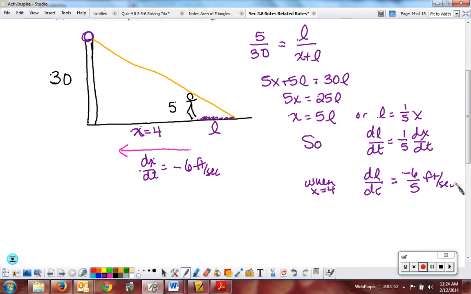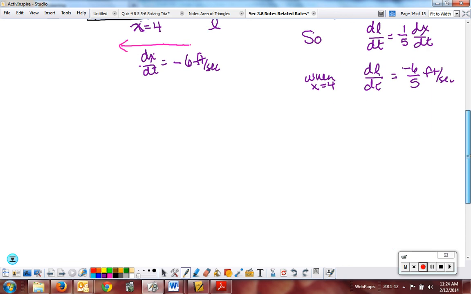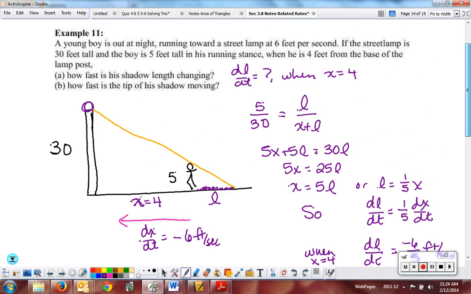We do know that because it did not say he is traveling 6 feet per second when he's 4 feet from the base. It said he is traveling 6 feet per second. So he's going at a constant rate. Okay? So, yeah. Alright, can y'all answer the question? Alright, and the last part.